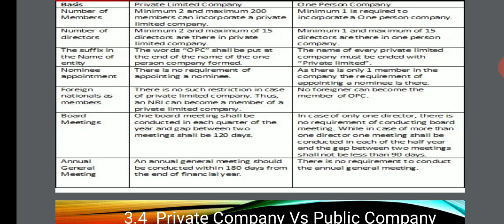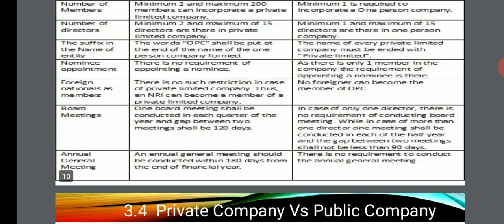Board meetings. In a private limited company, one board meeting shall be conducted in each quarter of the year, and the gap between the two meetings shall be 120 days. In case of only one director in an OPC, there is no requirement of conducting a board meeting, while in case of more than one director, one meeting shall be conducted in each half year, and the gap between the two meetings shall not be less than 90 days.